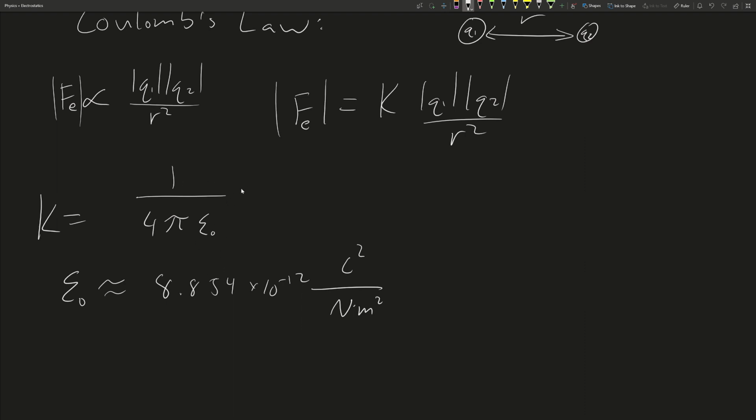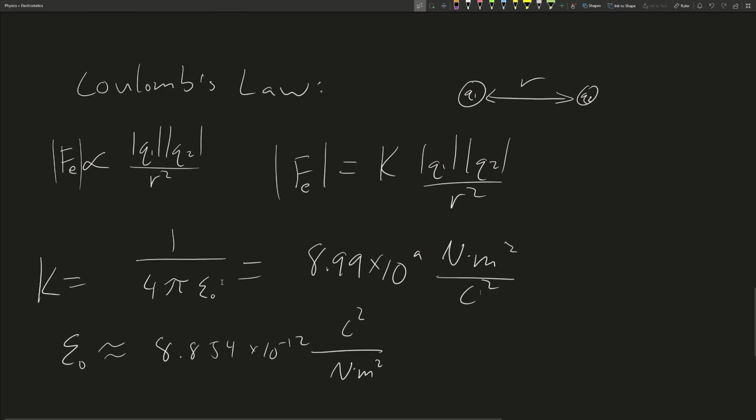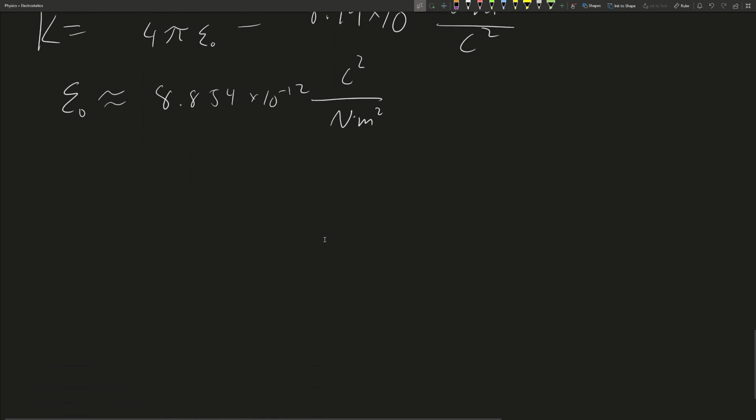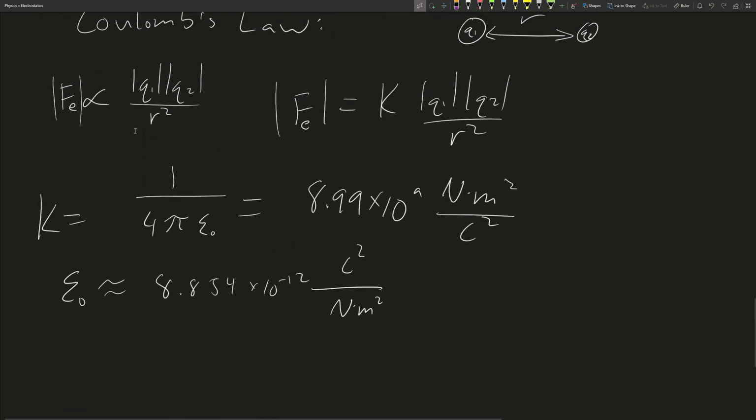So plugging this in, we get that this constant K here is going to be equal to around 8.99 times 10 to the ninth power newtons times meters squared over coulomb squared. So notice that this is just the inverse of permittivity units because permittivity here is on the bottom. Now, you can use this to calculate the magnitude of forces caused by electric charge.